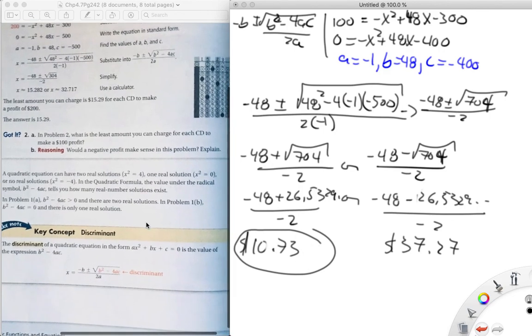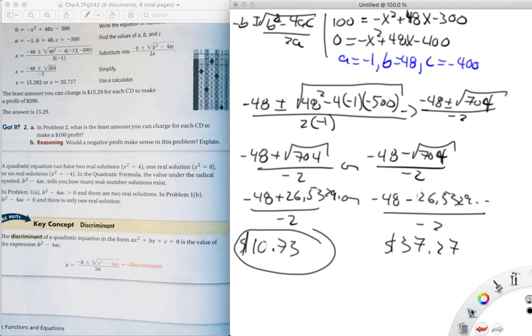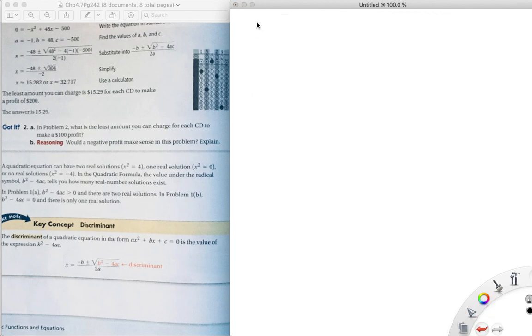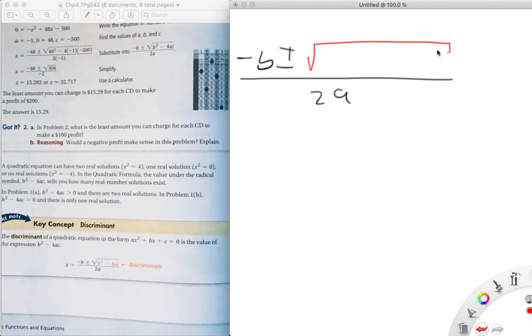The discriminant. When you do the quadratic equation, and it's negative b plus or minus all that stuff over 2a, the discriminant part is the stuff underneath the radical symbol. So b squared minus 4ac. That's the discriminant.